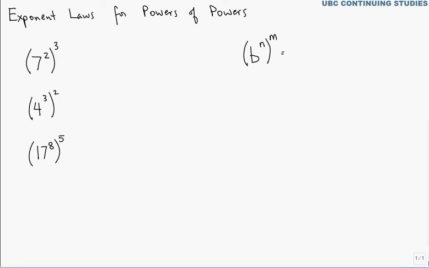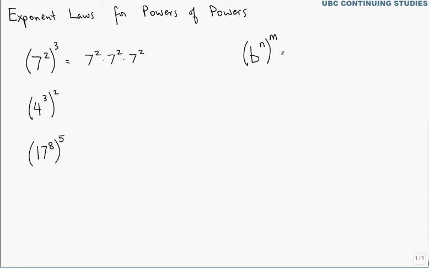Here's another exponent law. This one is for powers of powers. So, first example, we have an expression, 7 squared, all of that raised to the power of 3. So remember, the 3 is acting on everything in the brackets, the 7 squared. So raising something to the power of 3 just means you take 3 of them and you multiply them together.